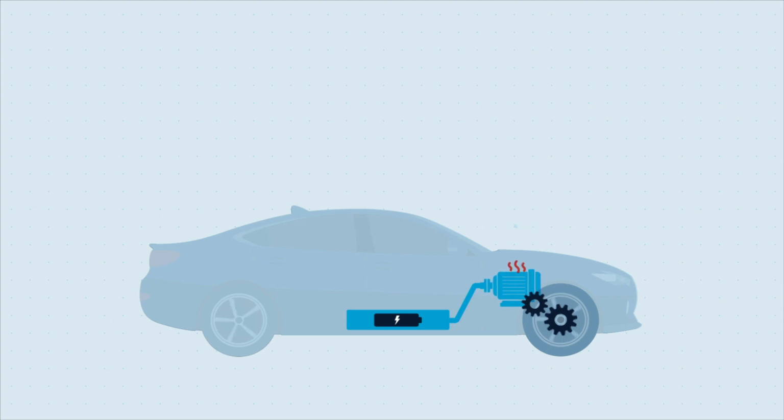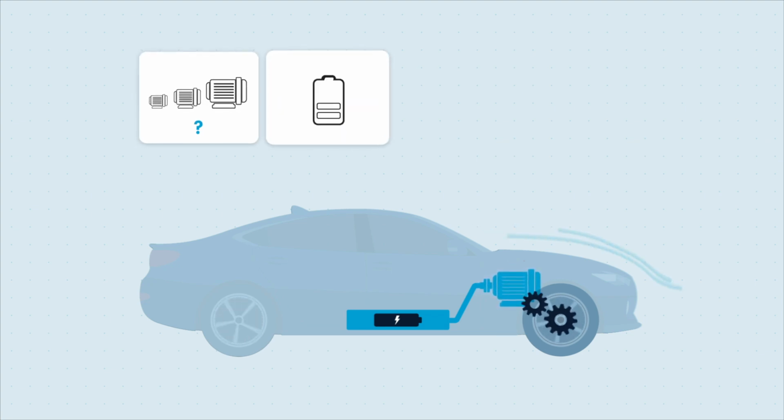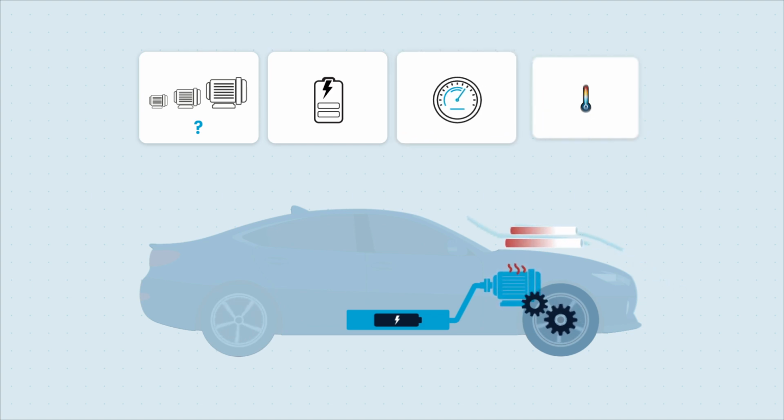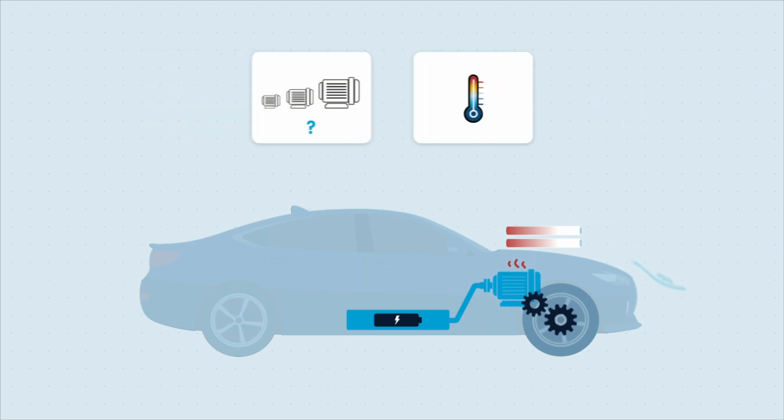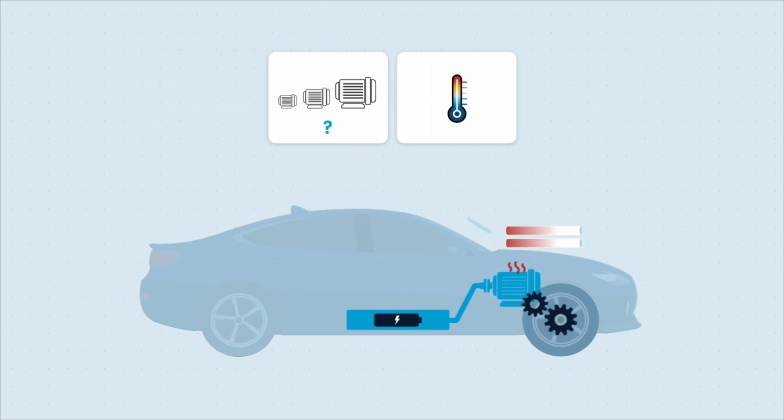Engineers can use a model of this system for tasks like sizing the battery and motor, estimating the range and efficiency of the vehicle, increasing its acceleration, or determining how to cool the motor. In this video, we'll size the motor and make sure it doesn't overheat.